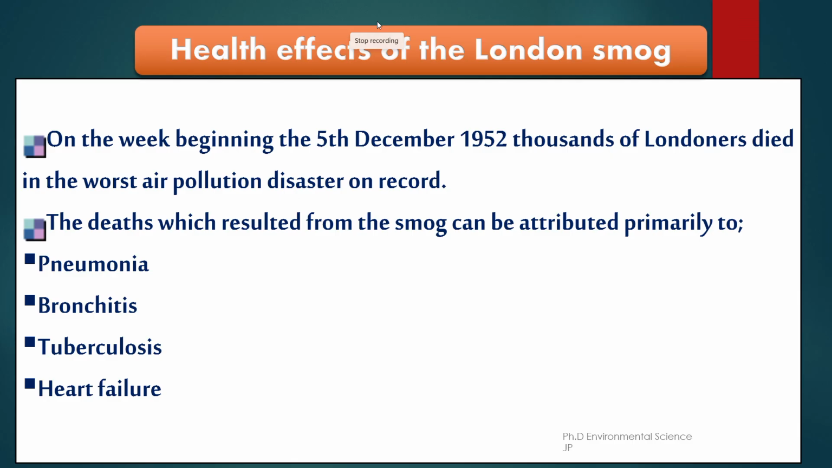Health effects of the London smog. In the week beginning the 5th December 1952, thousands of Londoners died in the worst air pollution disaster on record. The deaths which resulted from this smog can be attributed primarily to pneumonia, bronchitis, tuberculosis, and heart failure.